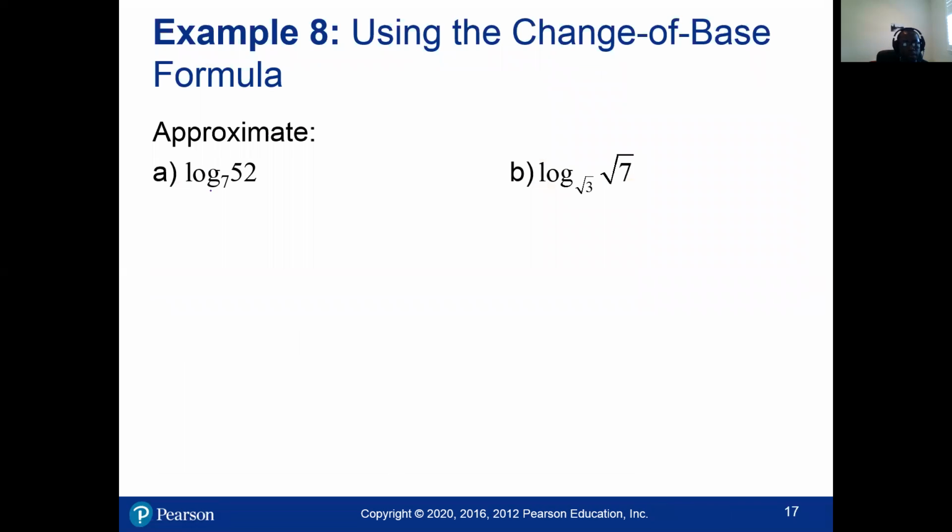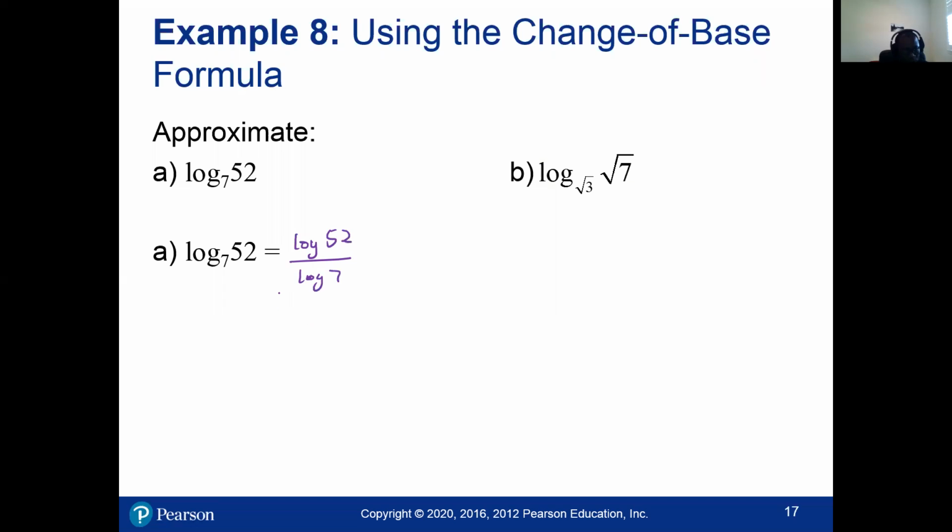I have log of 52 base 7. I cannot use a calculator directly unless I change the base. All right, so let us see how we will do this. I can change the base to base 10. Let's change it to base 10. That is the common logarithm of 52 divided by log 7.